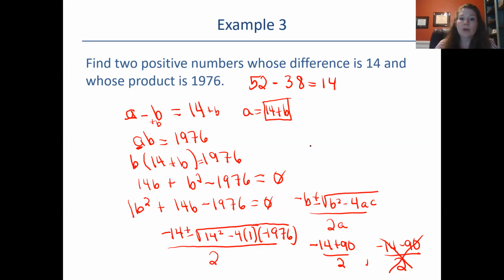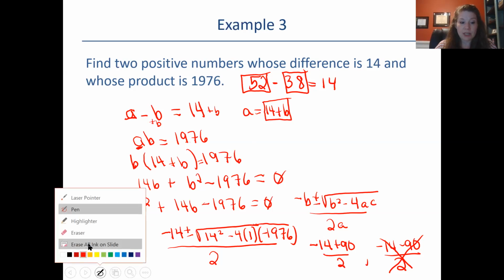So you've got to make sure, 38 could have been the bigger number, but we found out it was the smaller of the 2 numbers because we divided 1976 by 38 to figure out what the other number was. And it says find 2 positive numbers. So our 2 positive numbers are 52 and 38. All right, that one was a little tricky, but we did it.